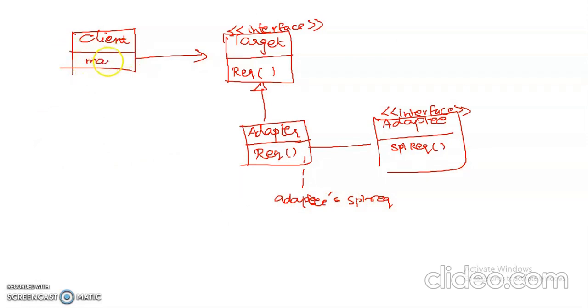This will have a main method. The client will access only the target. The target has some request, but the adaptee already has a similar kind of interface. So we are going to use the adapter to use this special request in this target interface. So this is the general architecture of the adapter pattern. Next we'll follow the same architecture and see an example.